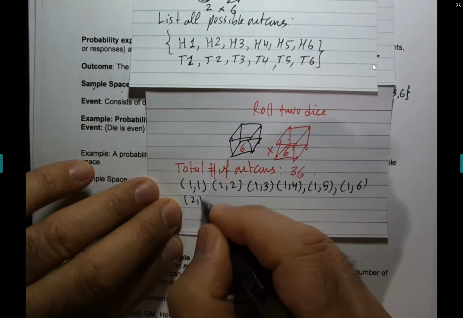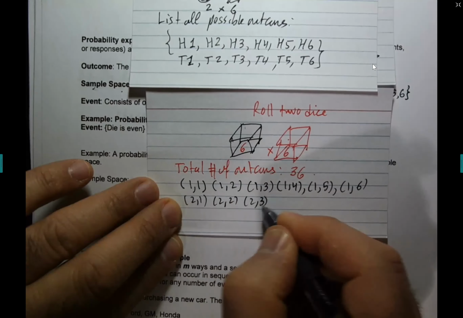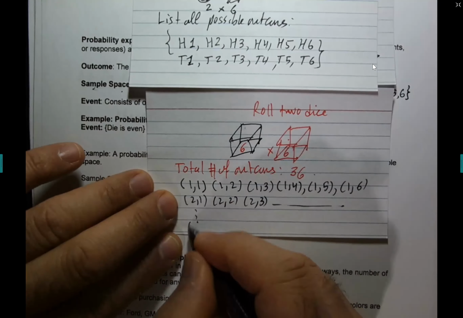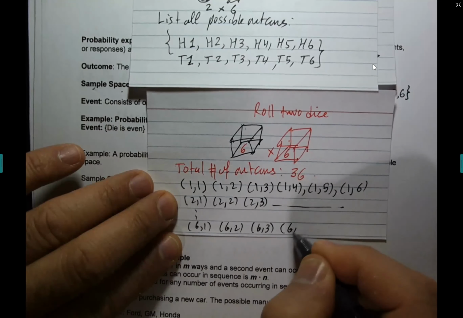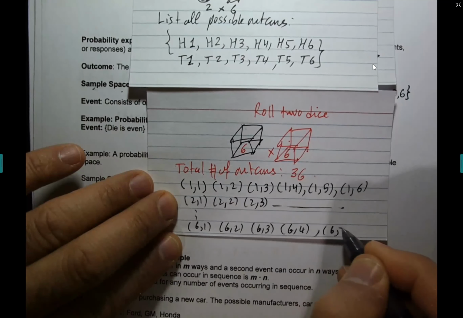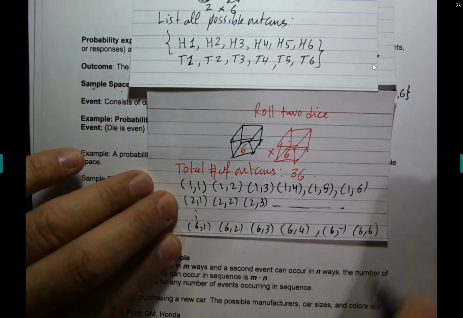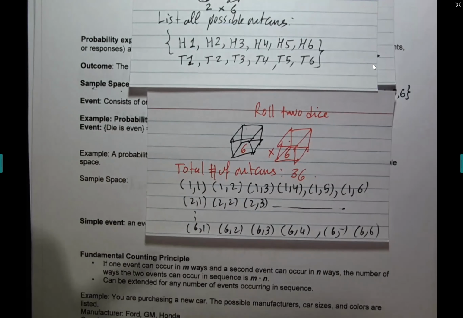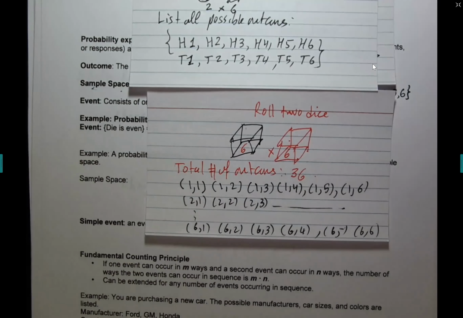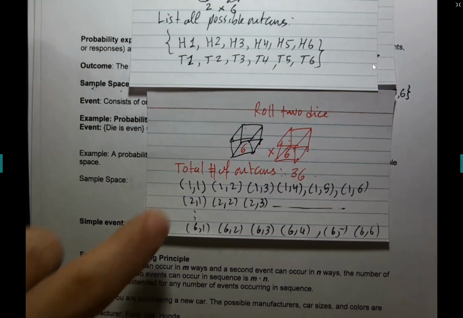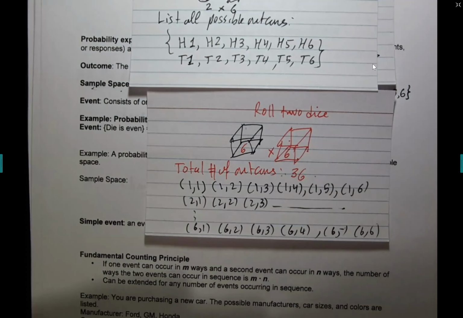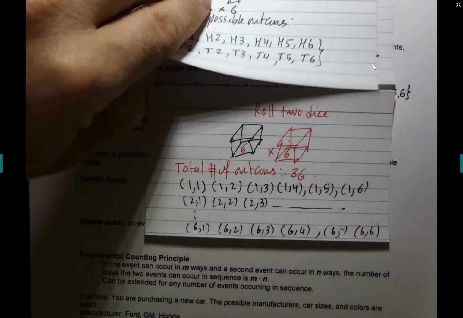2,1, 2,2, 2,3, and so on and so forth. And then finally 6,1, 6,2, 6,3, 6,4, 6,5, and 6,6. See, if I list them, I get 36, but I don't need to list them. I know that there are 36 of them. This is the total number of outcomes. So these are examples, guys, about what is called the sample space. When you list all the outcomes, you are doing the sample space.